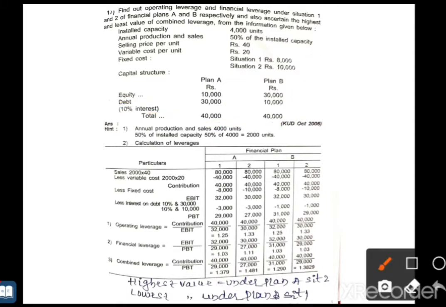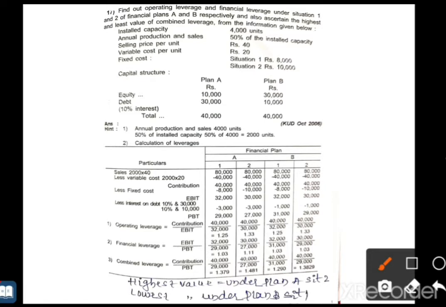Next, they are asking about annual production and sales of 400 units. This is a hint for you. This is not a given problem. First we are going to identify what is given. The main important thing is that we have to calculate operating leverage, financial leverage and combined leverage. After that we are going to identify which is the highest value and which is the lowest value.